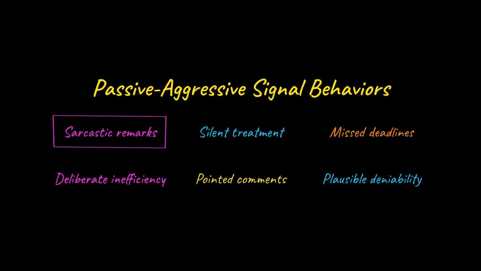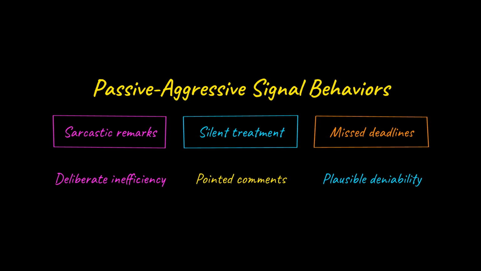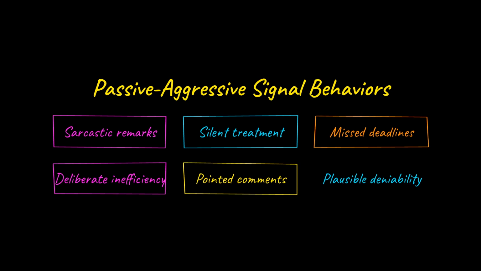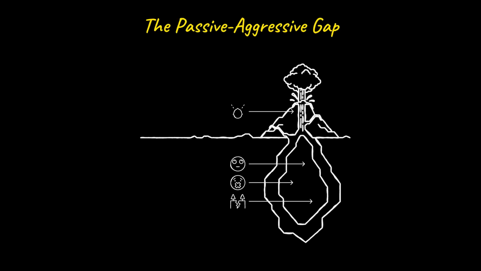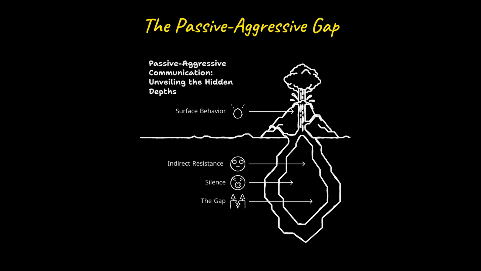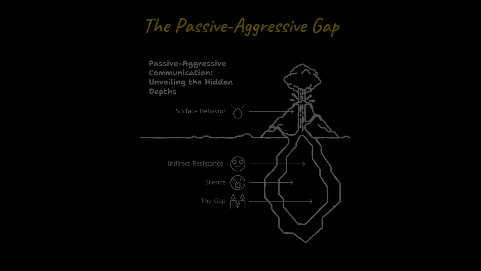The behaviors that flag passive-aggressive style include sarcastic remarks, silent treatment, missed deadlines after agreement, deliberate inefficiency, and pointed comments made just outside the main conversation. Each incident has a cover story, but the cumulative pattern is unmistakable. The defining feature of passive-aggressive style is the gap between surface agreement and underlying behavior. A team member nods in the meeting, says "sounds good," and then ignores the new protocol, making the failure slow, hard to trace, and difficult to hold anyone accountable for.